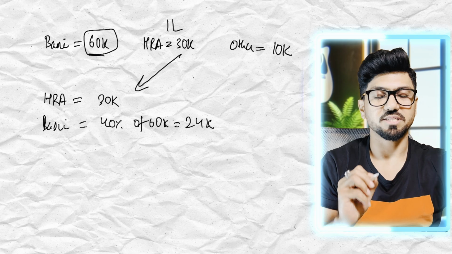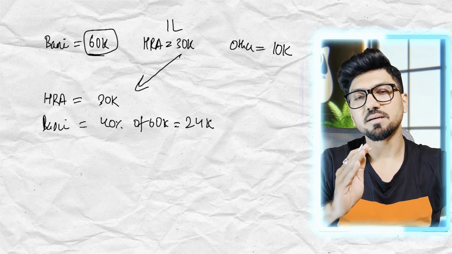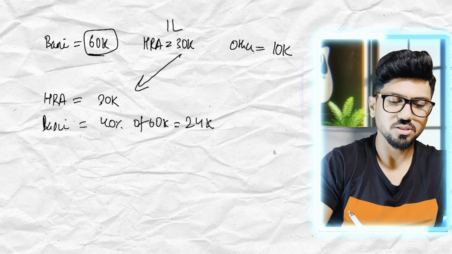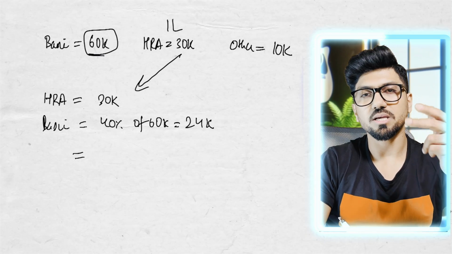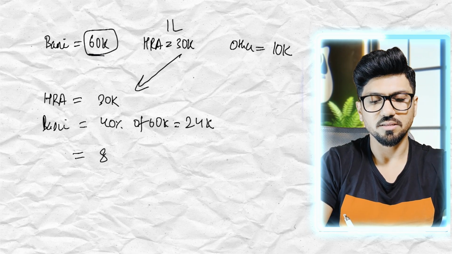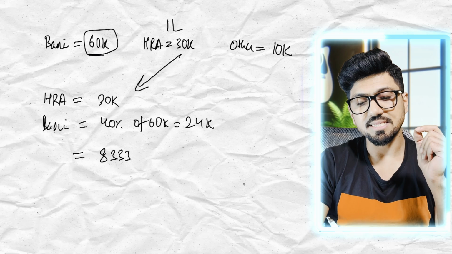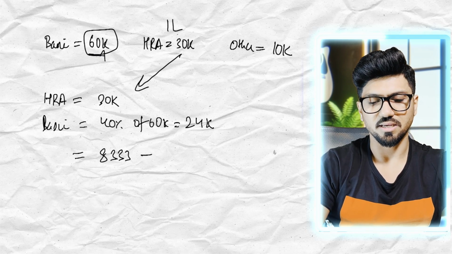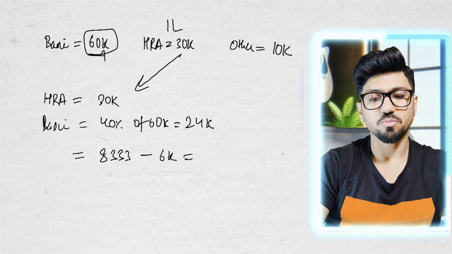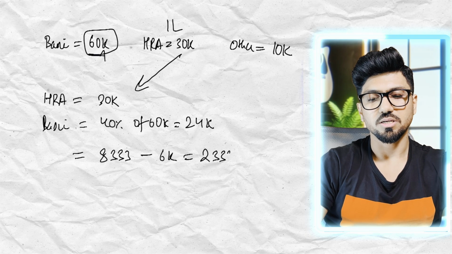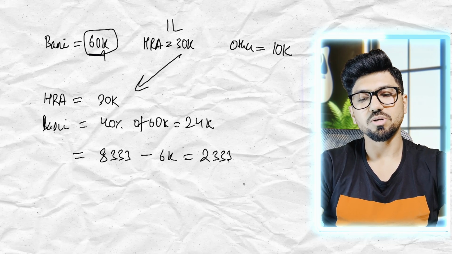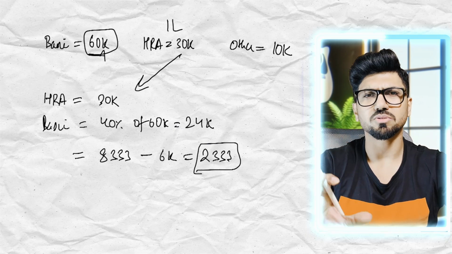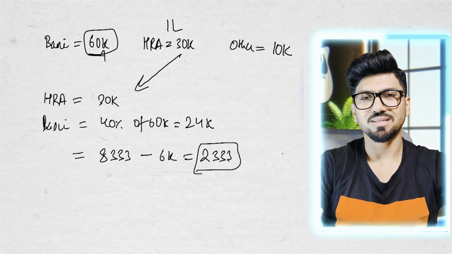And the third part which I said is actual rent minus 10% of basic. Let's do this one as well, the third clause, which is, let's assume your rent was 8,333, which you said. It is minus 10% of basic. Basic is 60k, 10% is 6k. It comes out to be 2,333. So this is the benefit you're getting. 2,333 per month, which basically means you're just getting almost like 26,000 annually, which is money in this case.